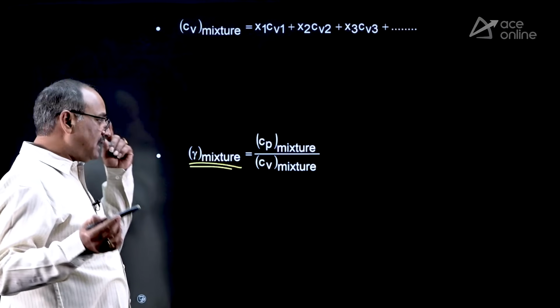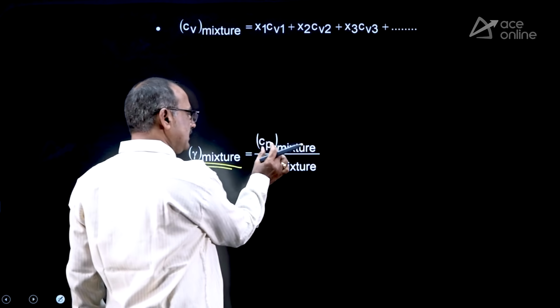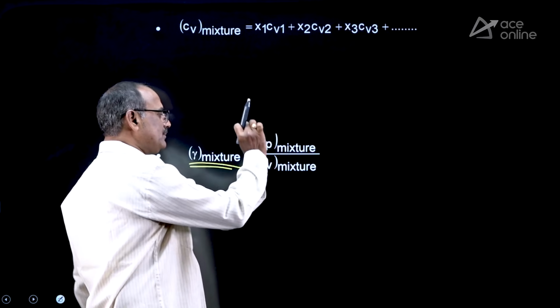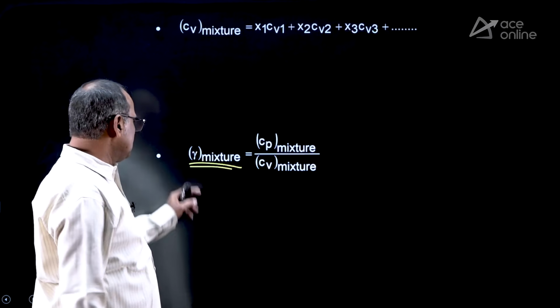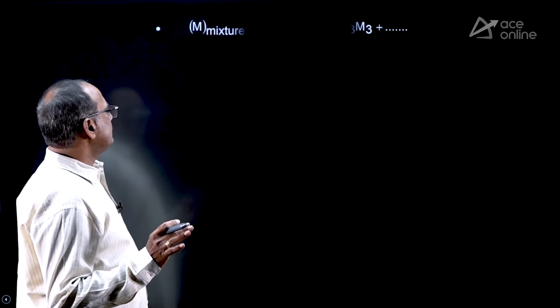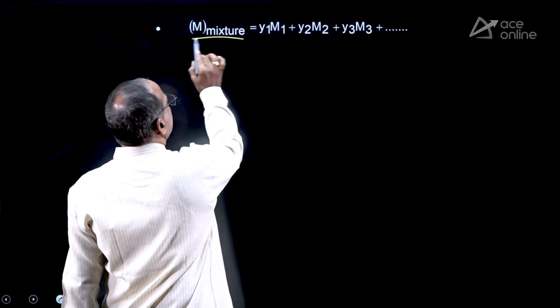If you want to find the gamma for the mixture, you decide the Cp of the mixture and the Cv of the mixture. The ratio between the Cp of the mixture and the Cv of the mixture gives the gamma for the mixture. Okay. Similarly, look at another important point. The molecular weight of the mixture.